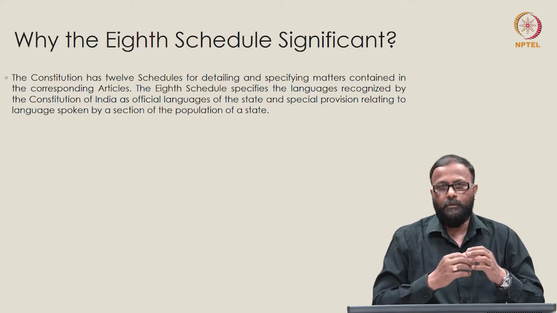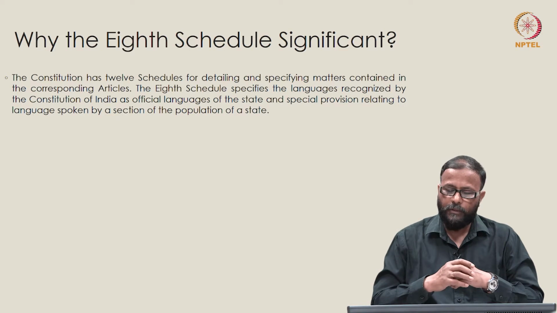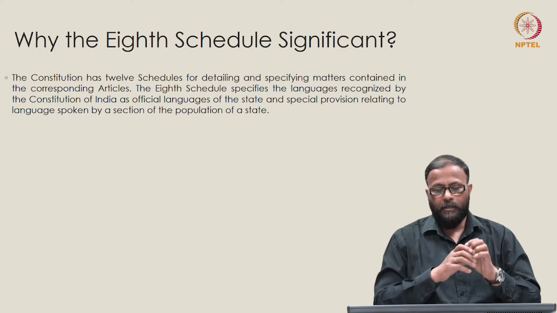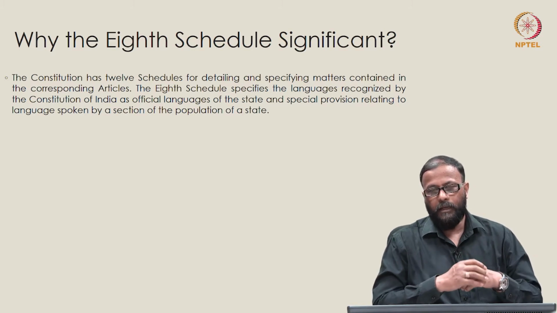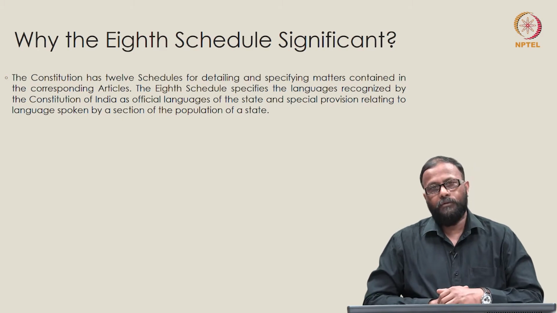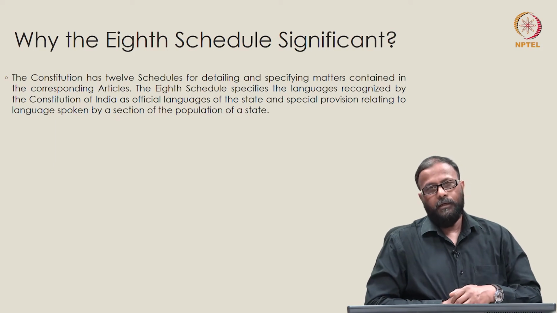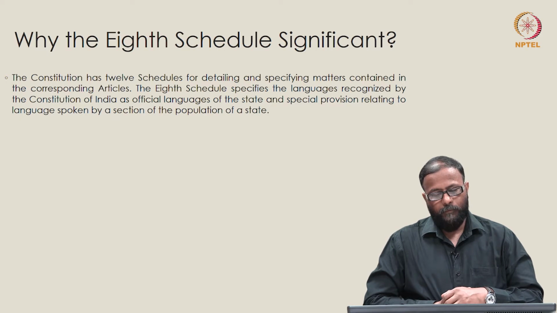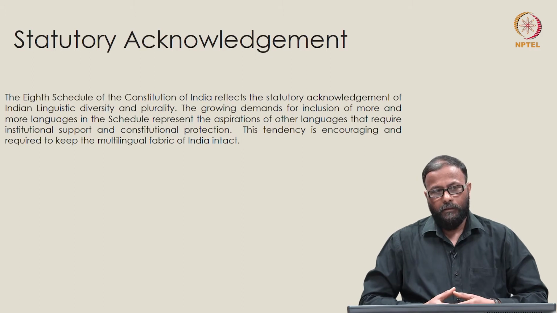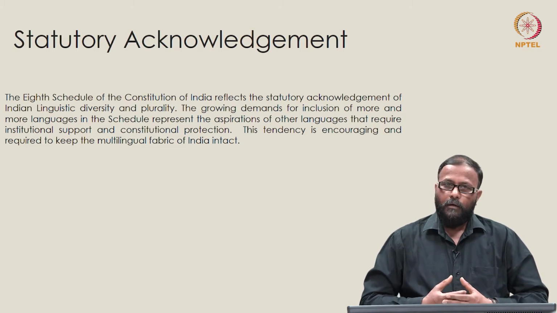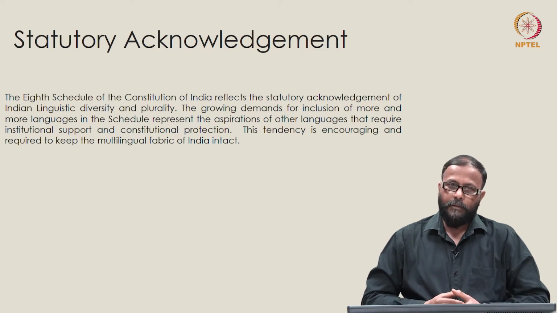The Indian Constitution has 12 schedules for detailing and specifying matters contained in the corresponding articles. The eighth schedule specifies the languages recognized by the Constitution of India as official languages of the state and special provisions relating to languages spoken by a section of the population of a state. This provision is also a statutory acknowledgement of the diversity.